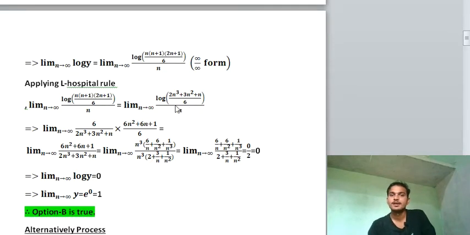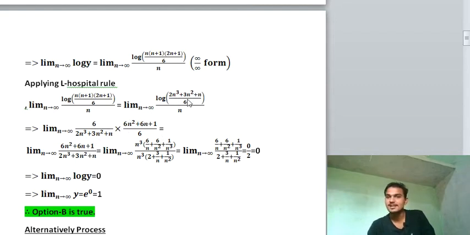Then we will find the derivative of the numerator, that is log of something. The derivative of log x is 1 by x, so the derivative of log of this is 1 by this, which is the reciprocal, so 6 by this. Then, according to the chain rule, we have to find the derivative of this. So what will be the derivative of this?